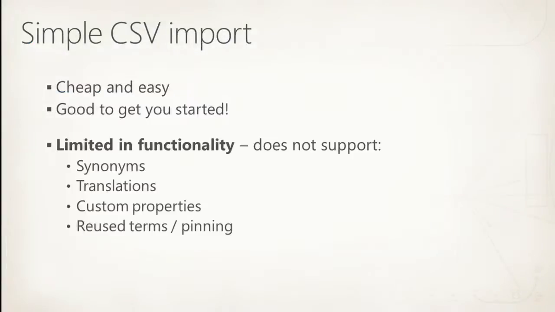So the problems with this are it doesn't support synonyms, it doesn't support translations, it doesn't let you set custom properties, and it can't do any of the more complicated topologies such as pinning and reuse terms. And just out of curiosity, how many people knew about this feature? Okay, then I'll speed it up.